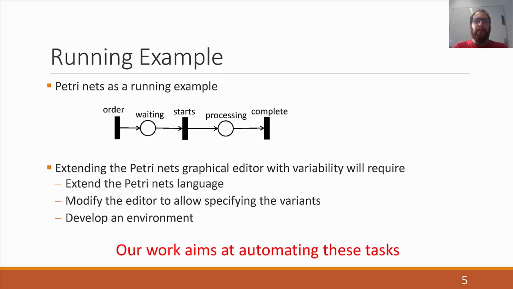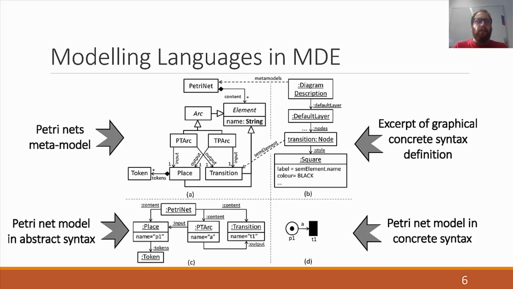So let's see how to define a graphical DSL in MDE. In MDE, we usually define first a metamodel. In this case, we show the metamodel for the PetriNet language, which contains classes to represent places, transitions, tokens, and directed arcs between places and transitions, and vice versa.